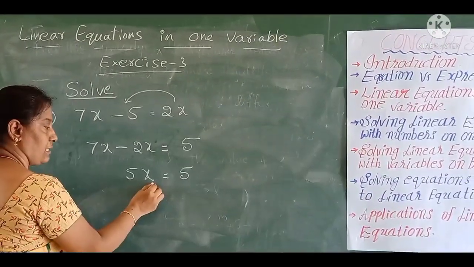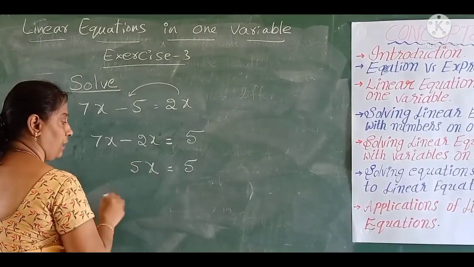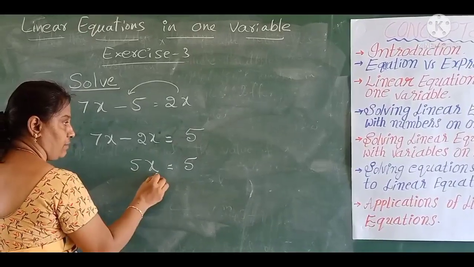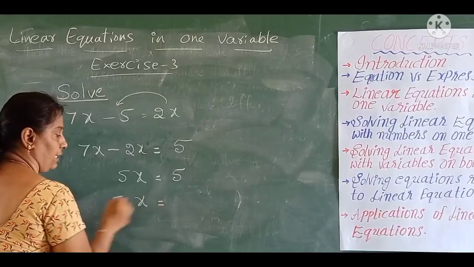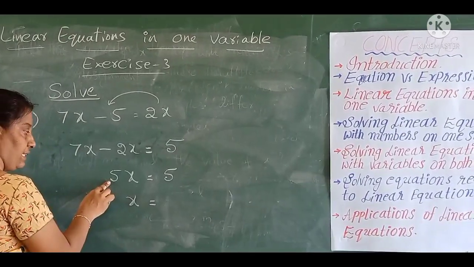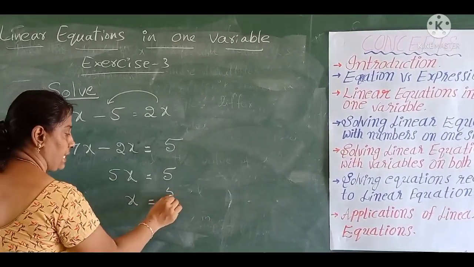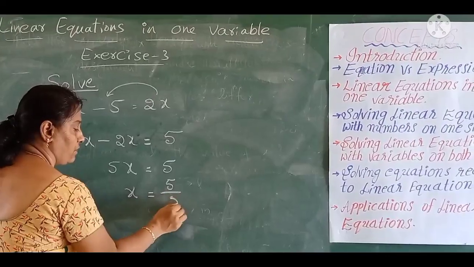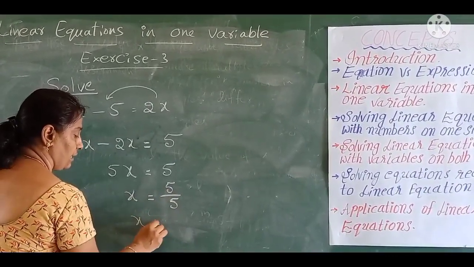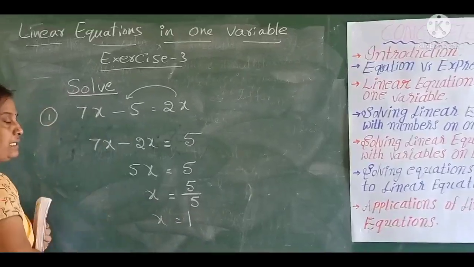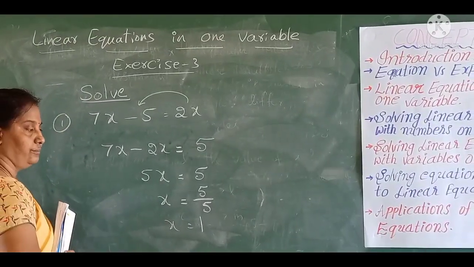So 5x means, as we discussed in the previous class, 5 into x. We have to find x only. So 5 is multiplying here, so it will go to that side and become division. 5 and 5 are cancelled. So x is equal to 1.